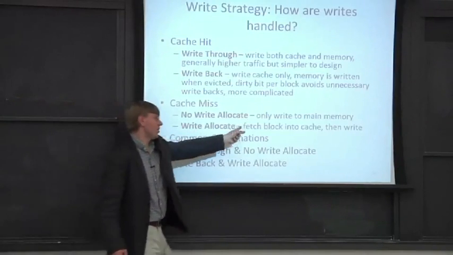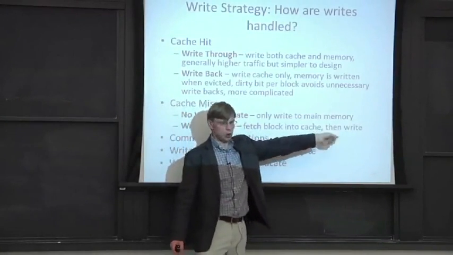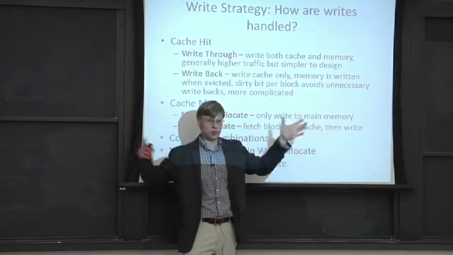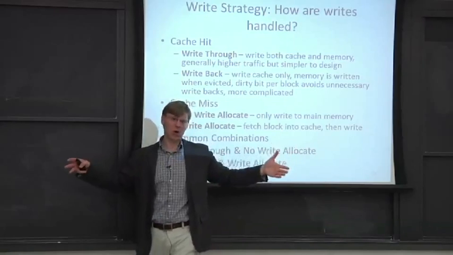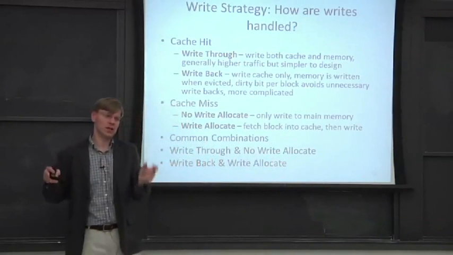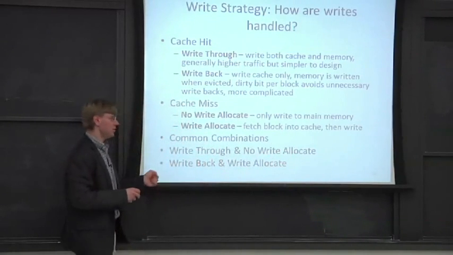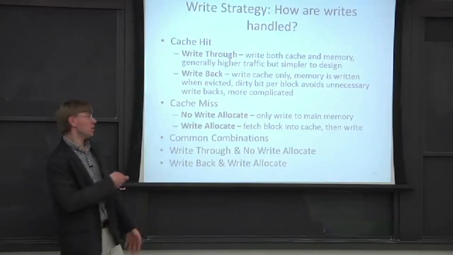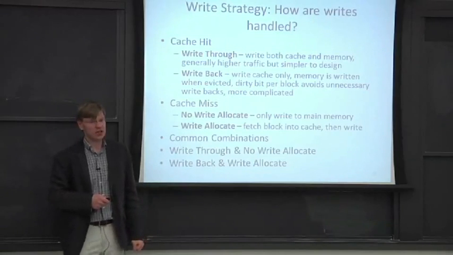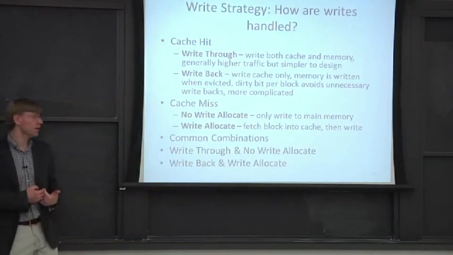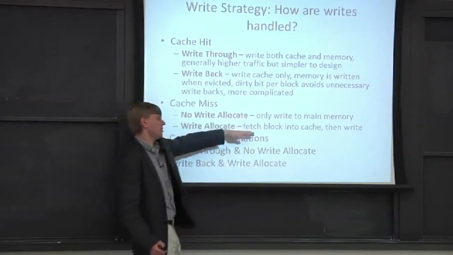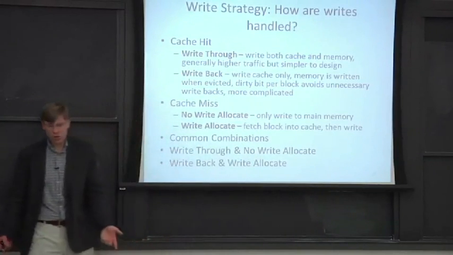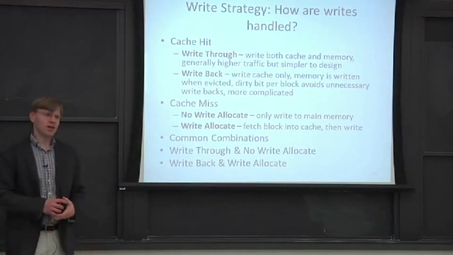Write allocate says, go fetch the data from memory, merge it in the cache, because usually the block size is longer than the amount of data you're writing, so merge it, and then probably either put it out to main memory if you're write through, or just keep it in the cache if you're write back. So you can think about having these two policies, and they both have places.